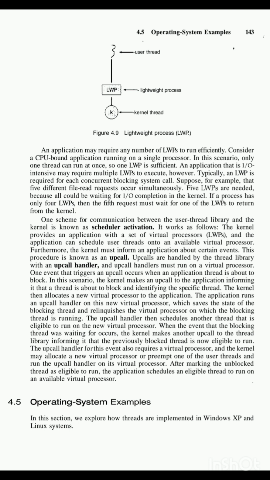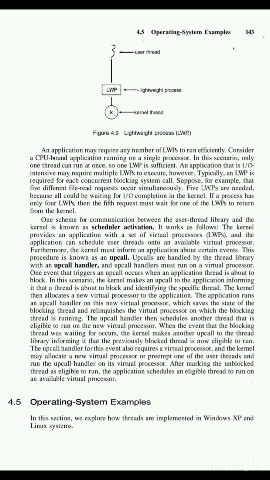When the event that the blocking thread was waiting for occurs, the kernel makes another upcall to the thread library, informing it that the previously blocked thread is now eligible to run. The upcall handler for this event also requires a virtual processor, and the kernel may allocate a new virtual processor or preempt one of the user threads and run the upcall handler on its virtual processor. After marking the unblocked thread as eligible to run, the application schedules an eligible thread to run on an available virtual processor.